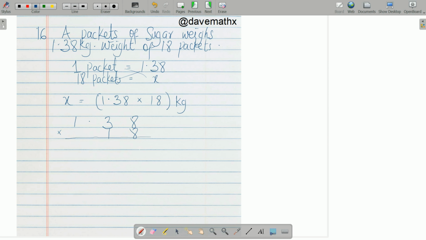8 times 8 is 64, therefore you write 4 and keep the 6 at the top of the following number. Eight times 3 is 24, therefore you add the 6 to 24 to make it 30. Write down 0 and keep the 3 at the top of the following number. 8 times 1 is 8, therefore you add the 3 to 8 to make it 11. Write down the whole 11 since there's no more number at the top.